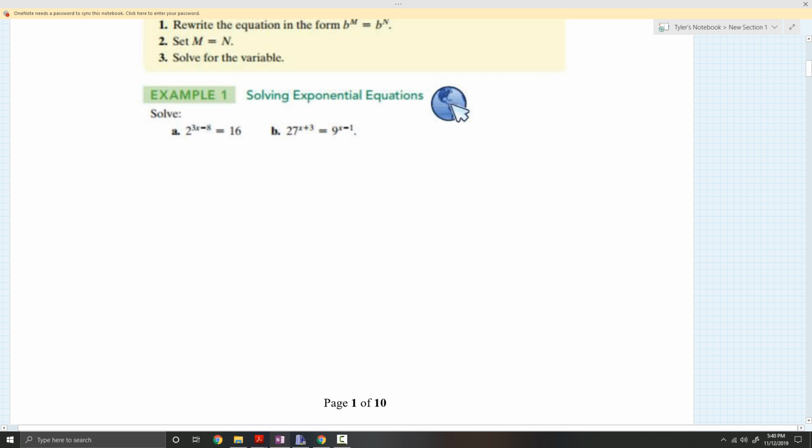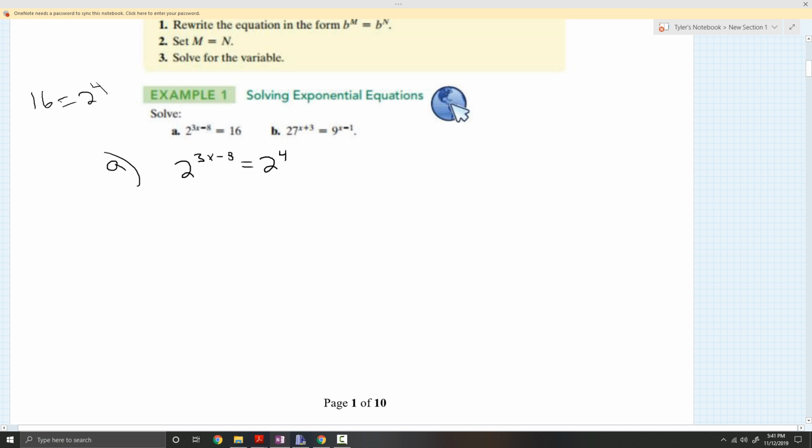Looking at part A, on the left we have the base of 2, and I can rewrite 16 as base 2. 16 is equal to 2 to the fourth power. So we can use that idea to rewrite the right side. When I have 2 to the 3x minus 8 equals 16, instead of writing 16, I can write 2 to the fourth, because 2 to the fourth power is equal to 16.